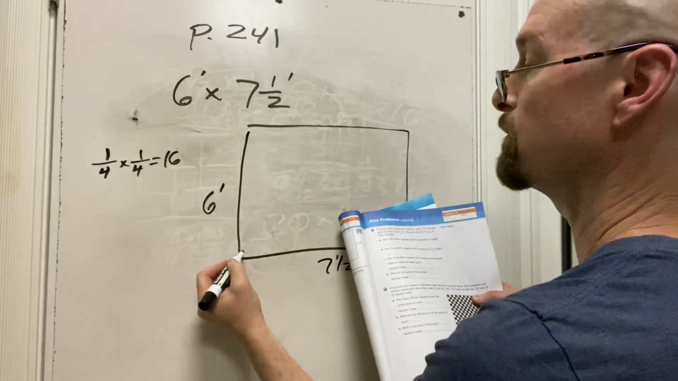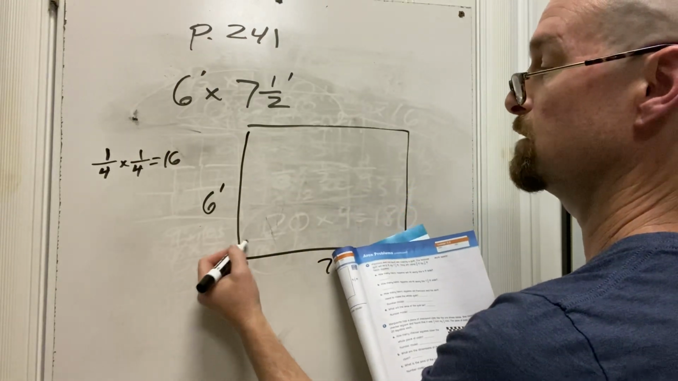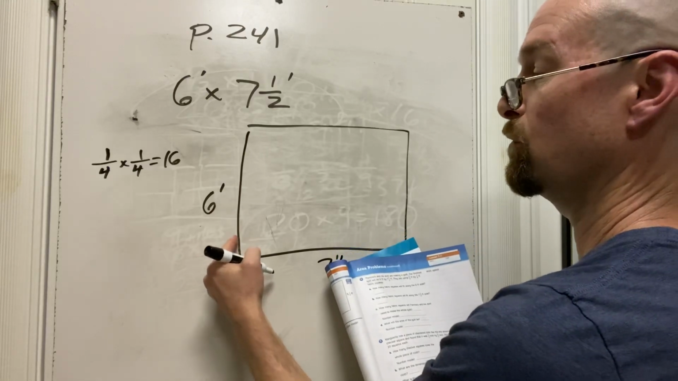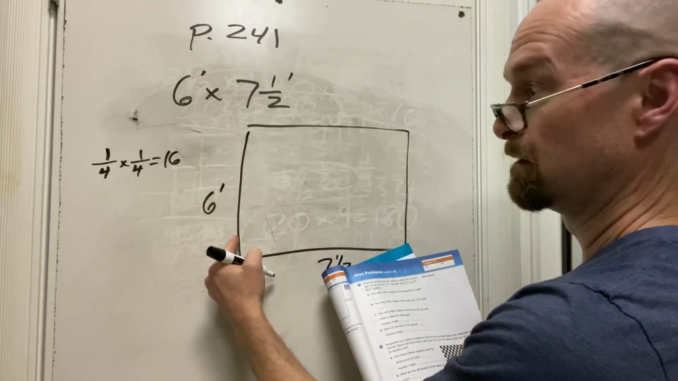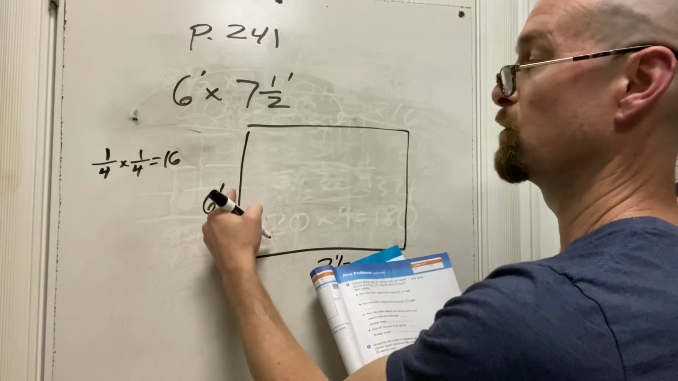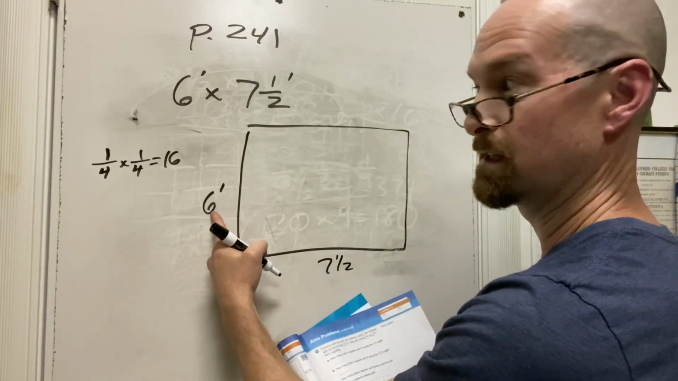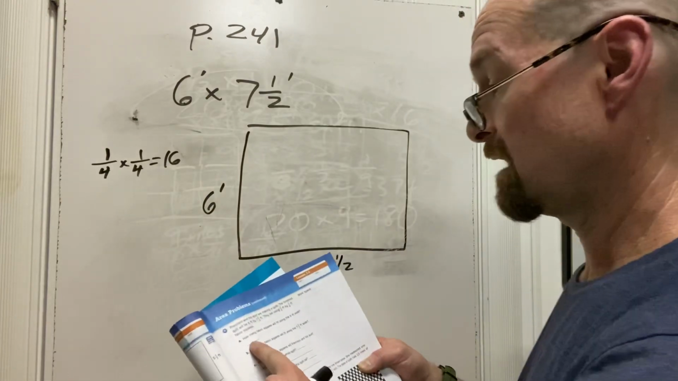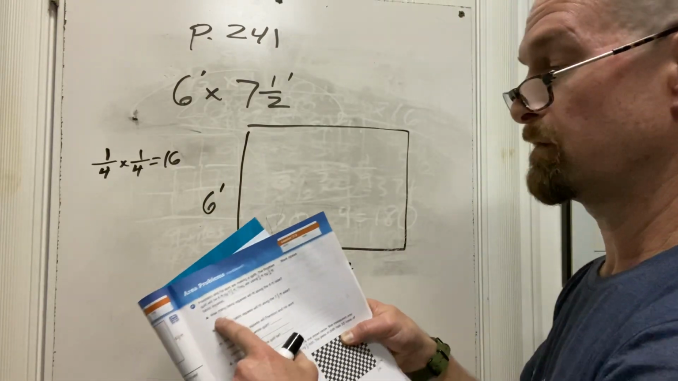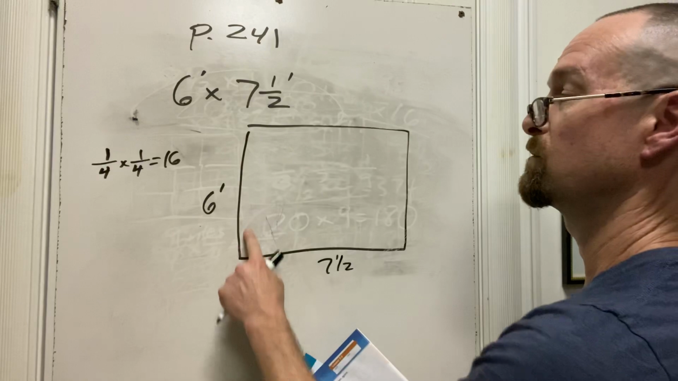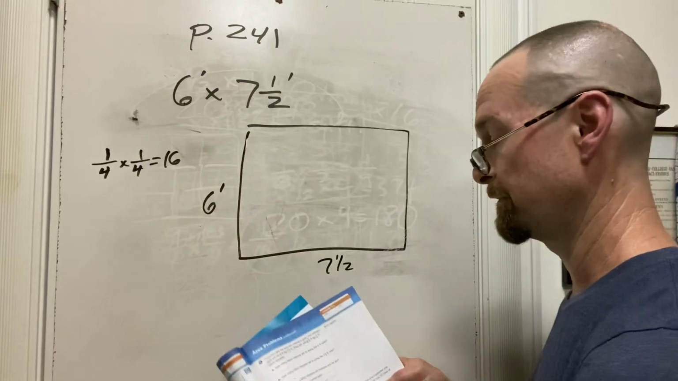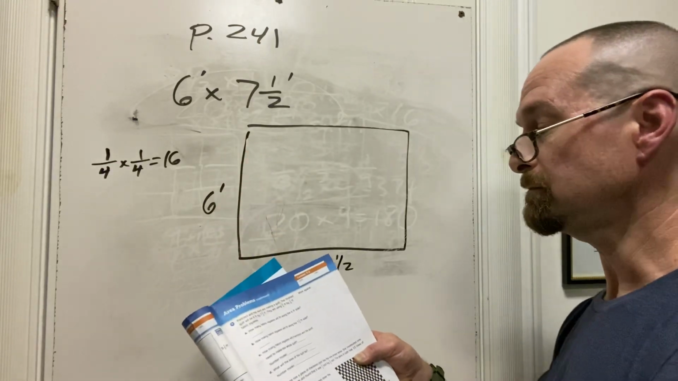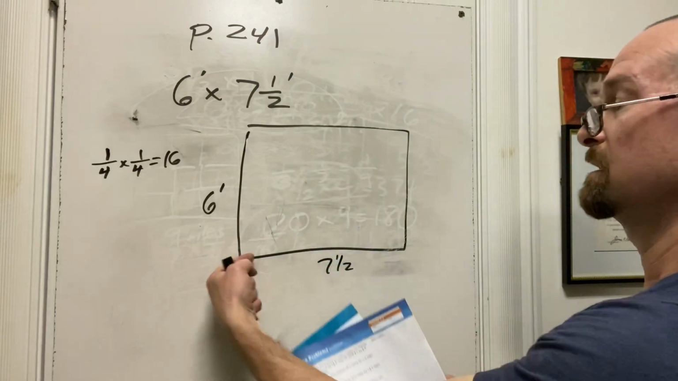If you're going 1/4 of a foot at a time, 1/4 of a foot means it takes you 4 of them to go up a foot, and then 4 to go the next foot, and 4 to the next foot. Well, there's 6 feet, so it sounds like 6 times 4 to me, kids. 6 times 4 would be 24. So if you made 24 little squares going this way, A is 24.